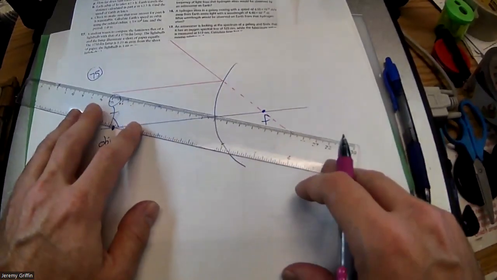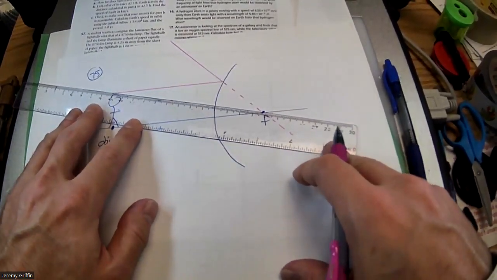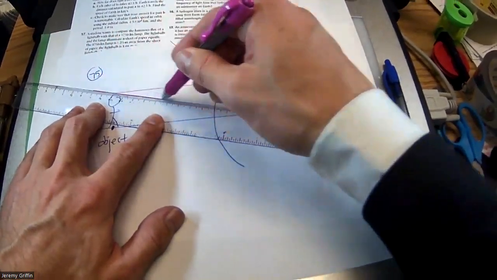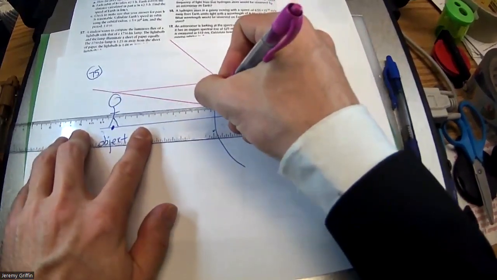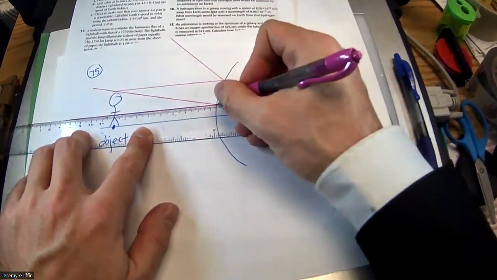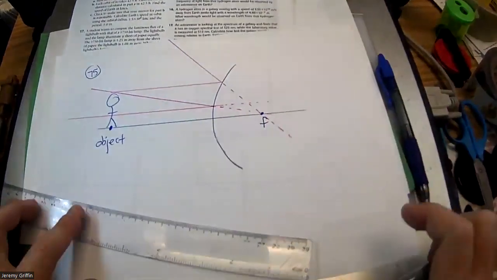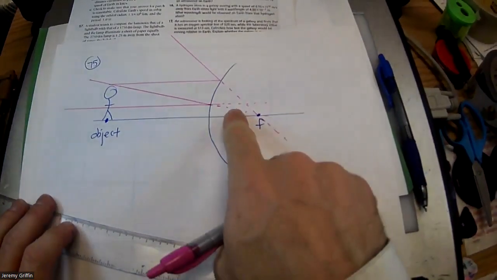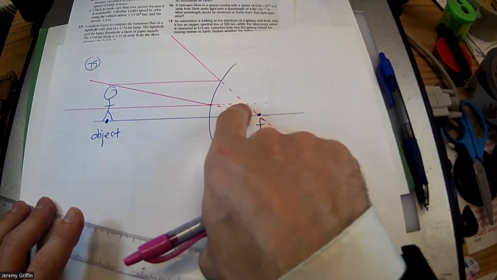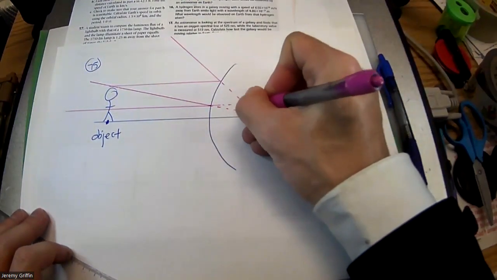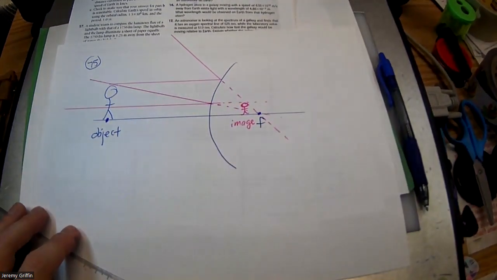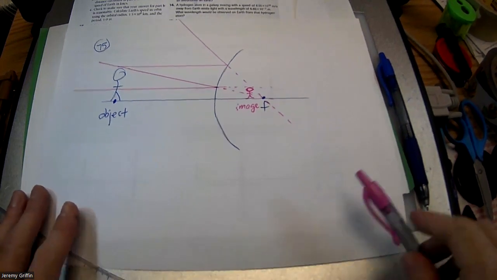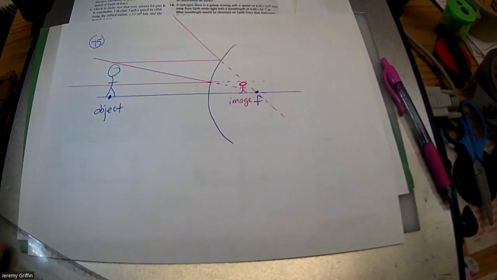Then we'll have another ray go from the top of the head straight towards the focal point, and that particular ray is going to bounce off the mirror back parallel to the ground. Therefore, it looks like it came from that direction. You see where the two lines converge right there? There is the location of the image. Image right there.